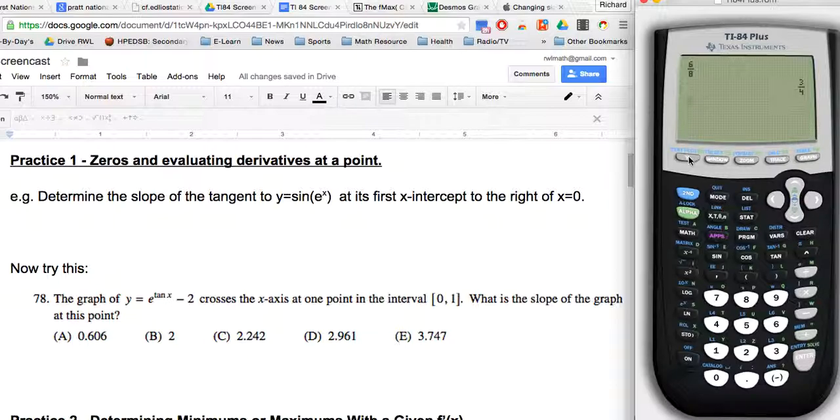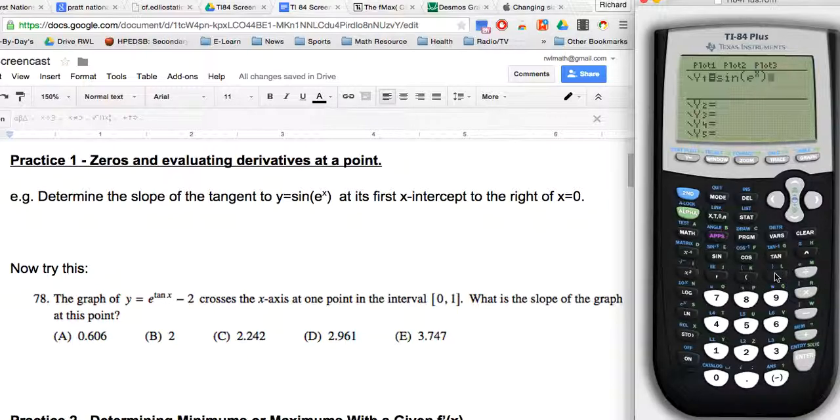To enter in a table, I just hit the y equals button, and I'm going to do sine. By the way, I was in radian mode. Sine of e, and e is the second function, ln, so e to the x, and then arrow over and end my bracket. So I've got sine of e to the x.